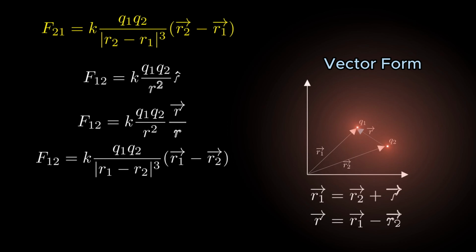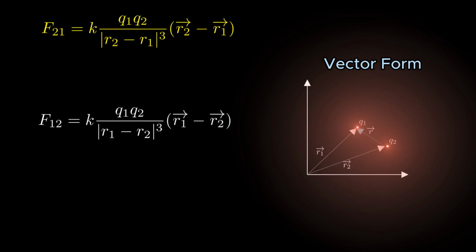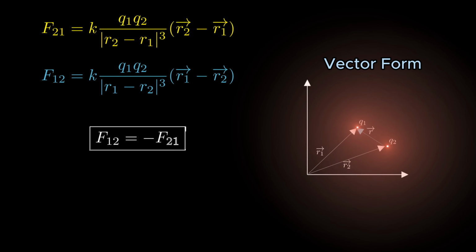Analyzing both these equations, we can easily recognize that F12 equals minus F21. Therefore, we can conclude that Coulomb's law is in accordance with Newton's third law of motion. And these two equations represent Coulomb's law in vector form.